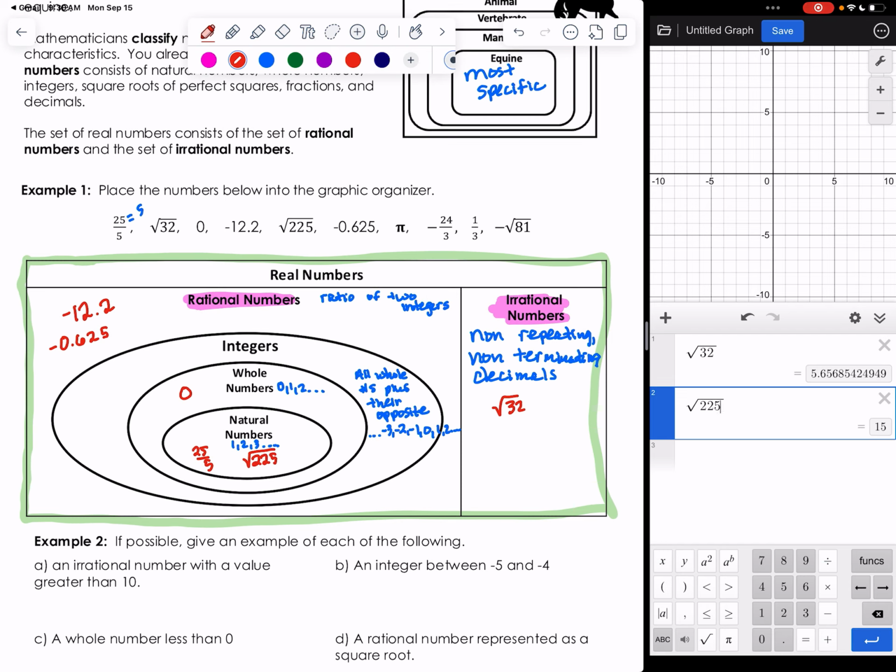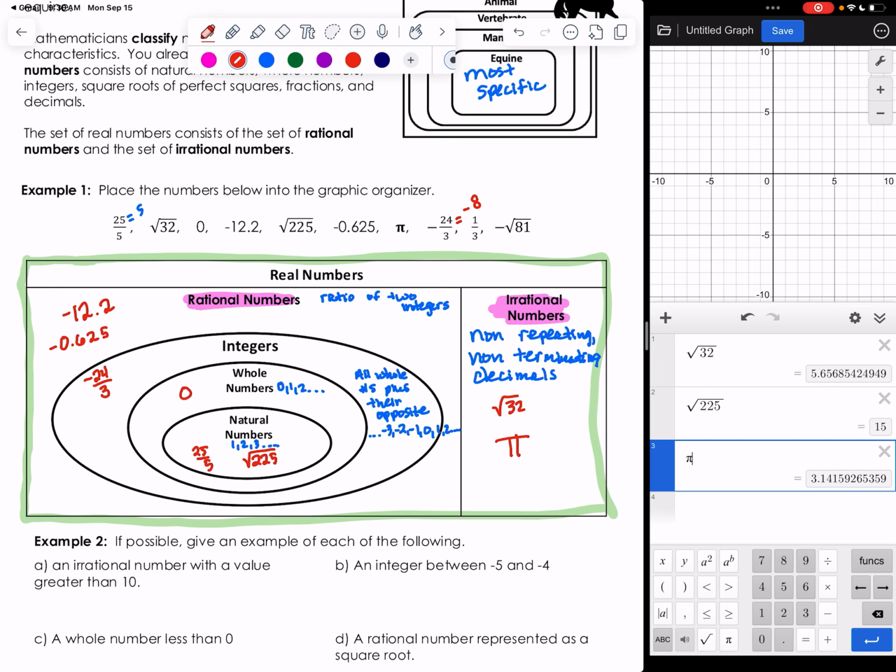Now pi, if I put pi in my calculator, see how it goes on forever and ever and ever? It never terminates, nor does it repeat. So pi would be an example of an irrational number. All right, negative 24 divided by 3 would be negative 8. So it's not a counting number, it's not natural, it's not a whole number, but it is an integer, the whole numbers plus their opposites.